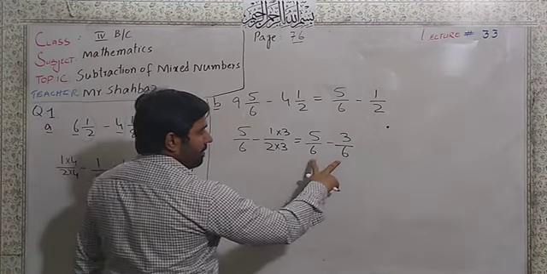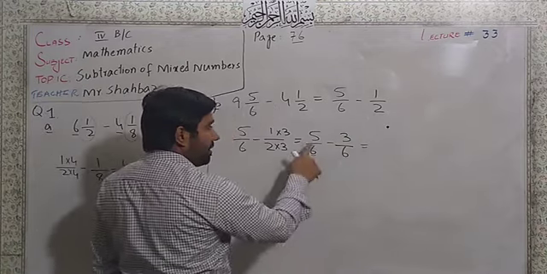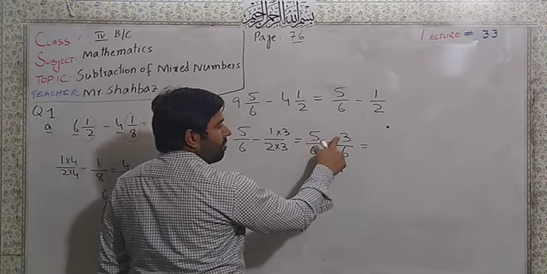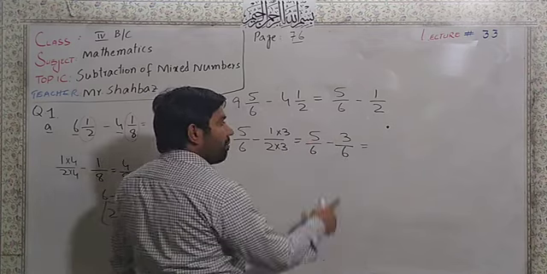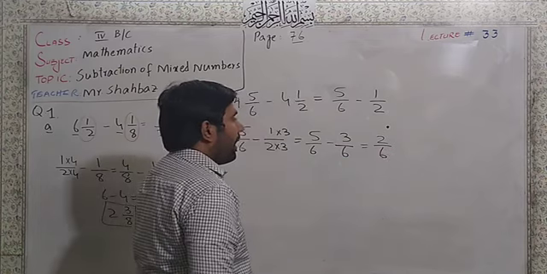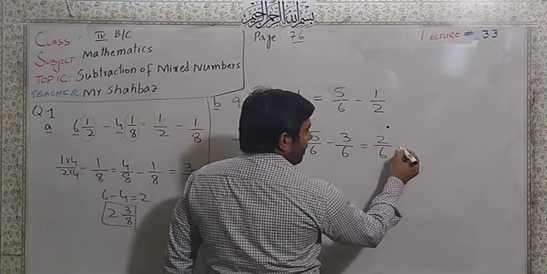Okay, now we have the same denominator, we can subtract easily. And keep in mind that this is the greater number and this is the smaller number. We can subtract a smaller number from a greater. 5 minus 3 will be 2 and this is 6. And you can simplify this, 2 and 6, by the table of 2. 2 divided by 2 will be 1 and 6 divided by 2 will be 3.